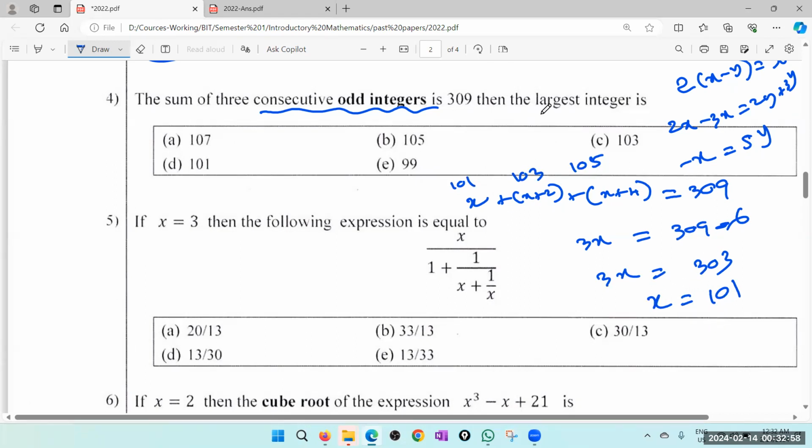So therefore, the largest integer they want, not the smallest. So x is the smallest. So therefore, largest integer is 105. Answer is B. Fourth one, answer is B.